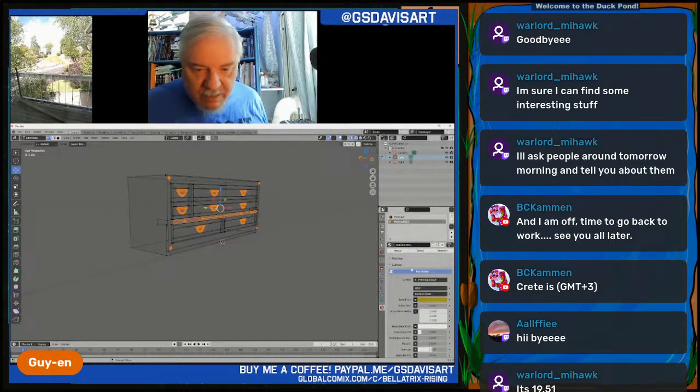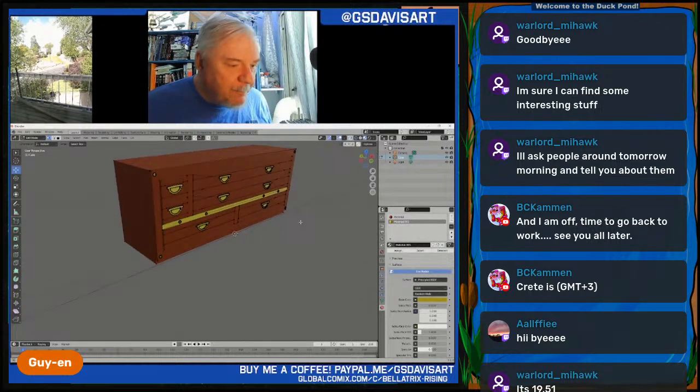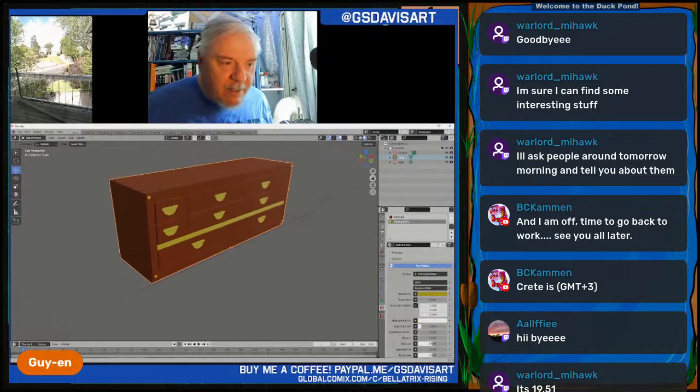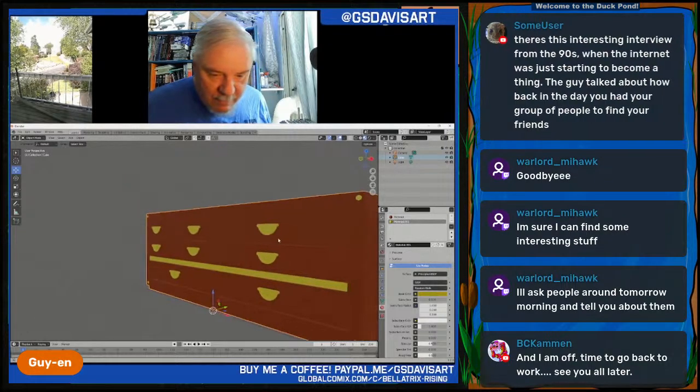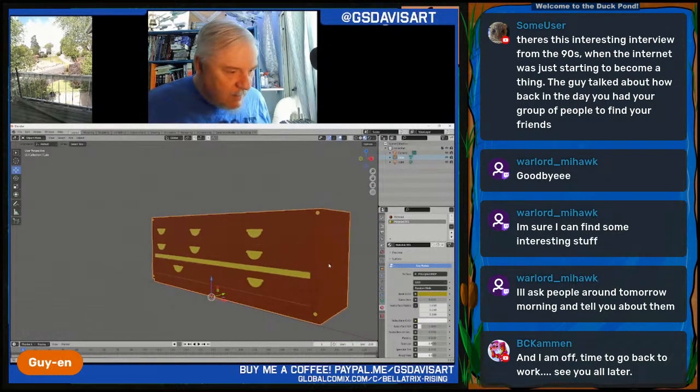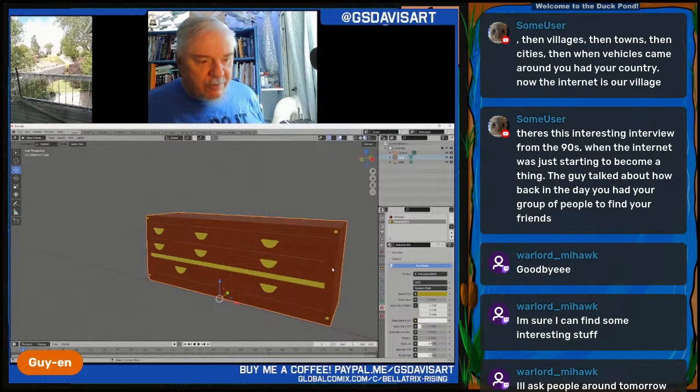That one works. Then we'll assign that to this and see what that looks like. Put it in object mode. Yeah, see, there we go. Look at that. And we have made a simulacrum of my chest of drawers.